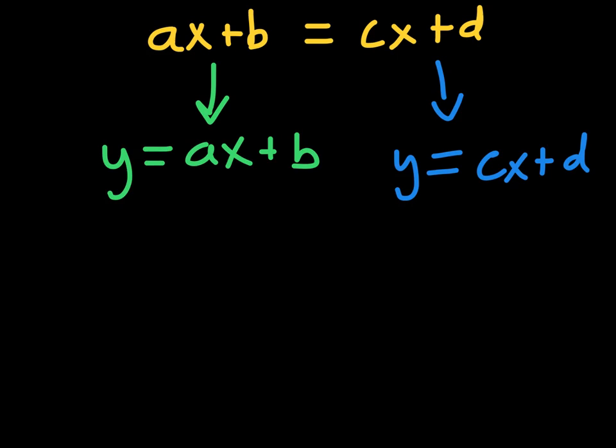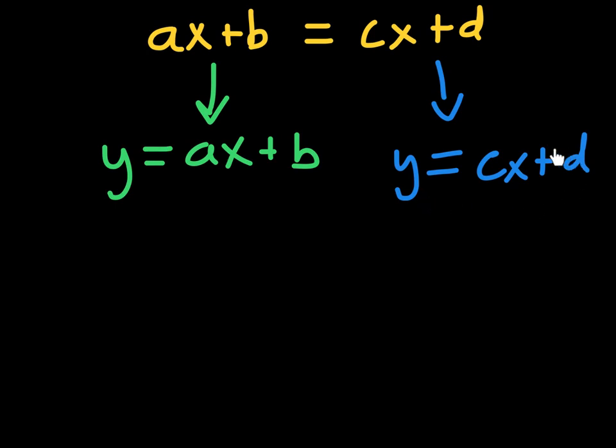Alright, so in this section we're going to be given equations that are set equal to each other. We'll have ax plus b equals cx plus d. And the way that we're going to solve this is we're going to write two separate linear equations. We're going to take this side and set it equal to y, and then we're going to take this side over here and set it equal to y as well.